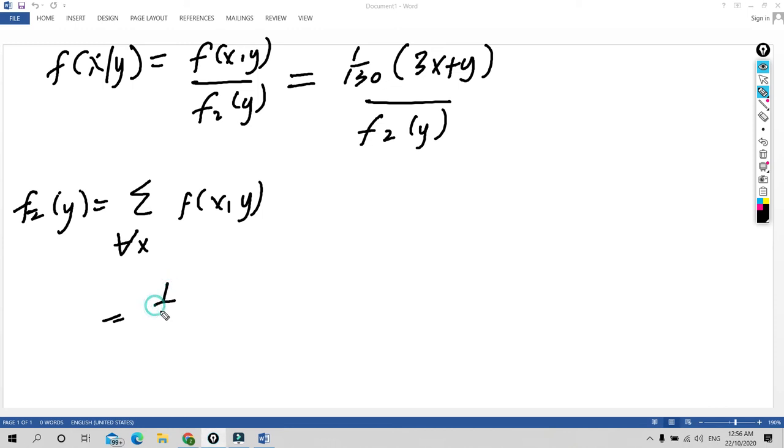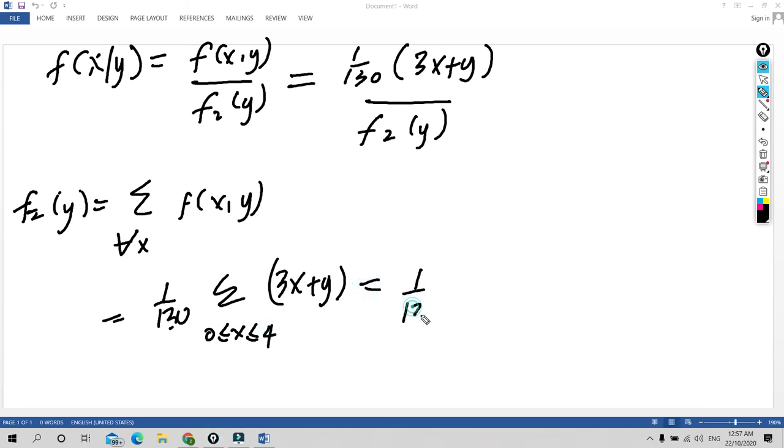We have 1 over 130, summation for all x of (3x plus y). Here x is in between 0 to 4. If you solve this, you get 1 over 130.